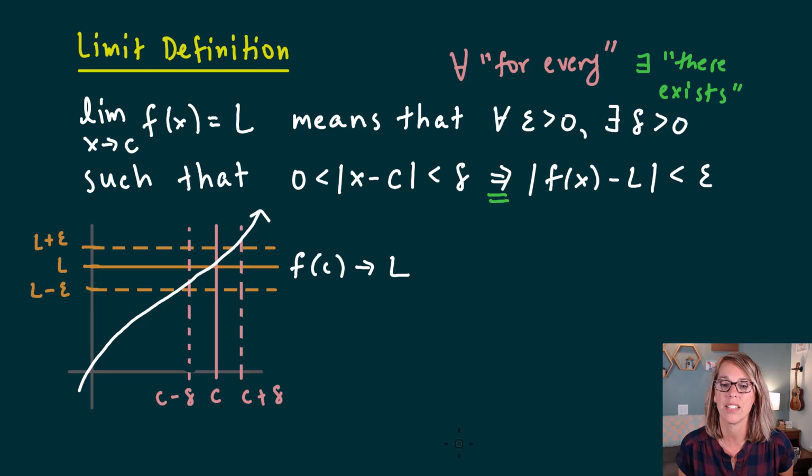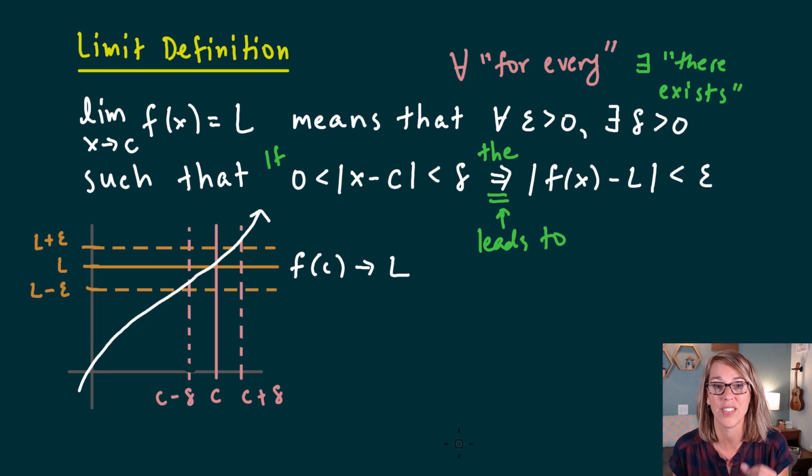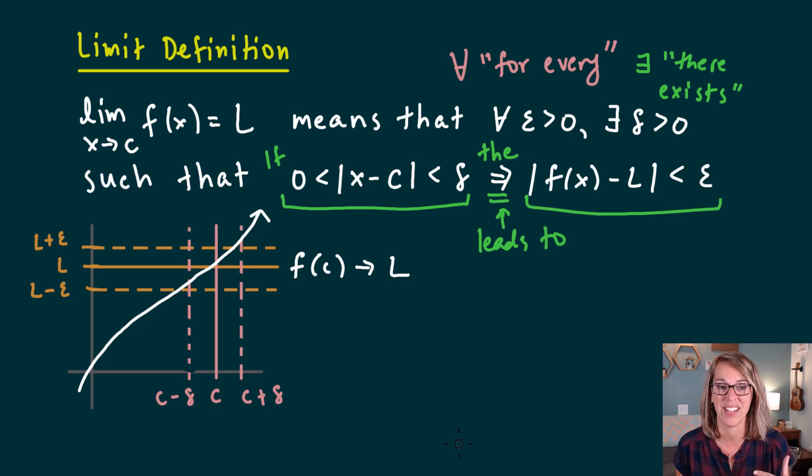This one right here is an implication symbol. So this means leads to. It's a conditional statement. We can also put an if in front and a then in the middle there. So that's our conditional statement. With this definition, we're going to be starting with this statement and then showing that logically, mathematically, we can get to this statement.